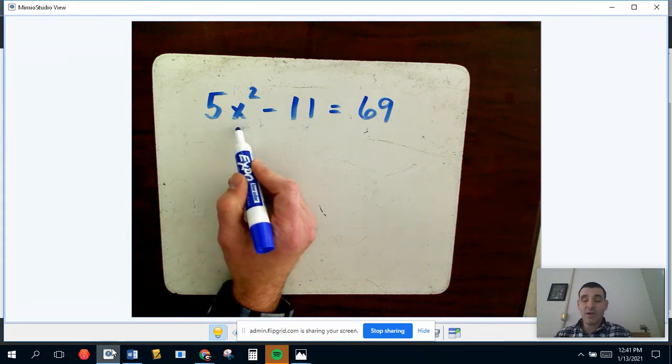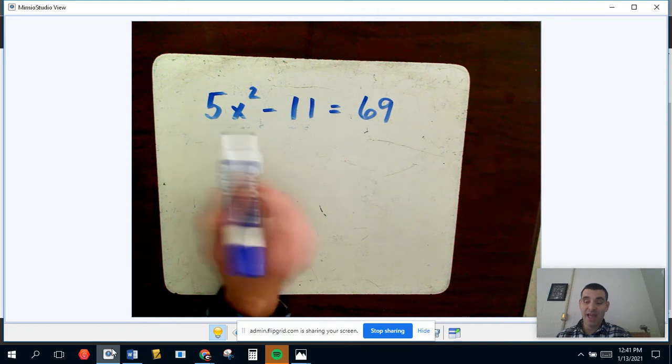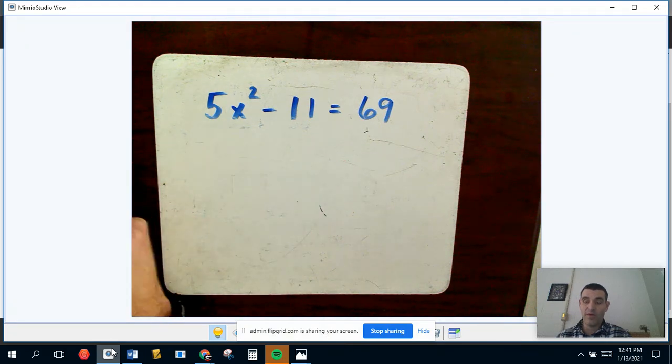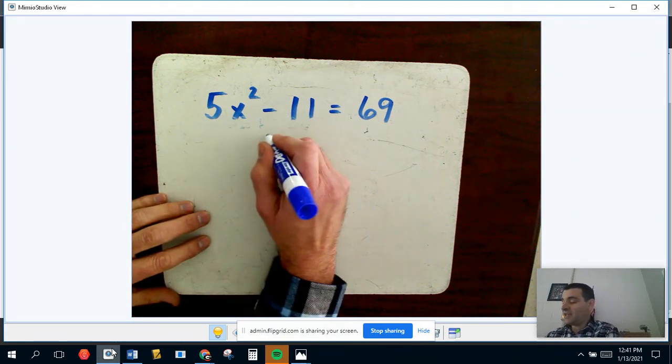If you have an x squared and not an x, then square roots are a great method to use, probably the preferred method. When there's only an x squared, it's easy to isolate. Okay, if you had both x squared and x, you can't isolate one without the other one getting in the way. When there's only the x squared, I can easily isolate it.